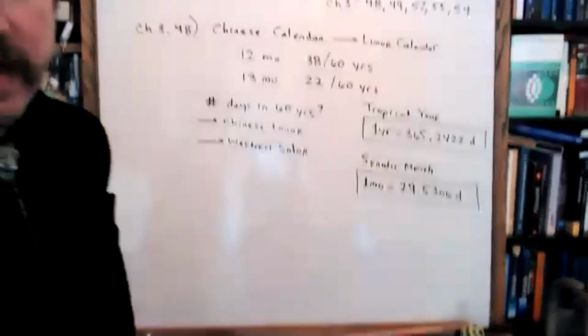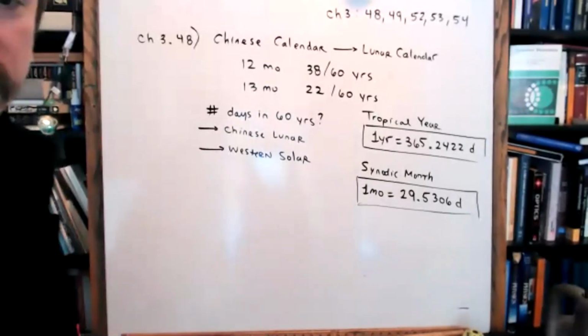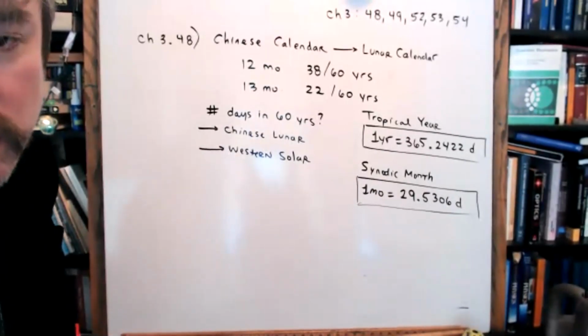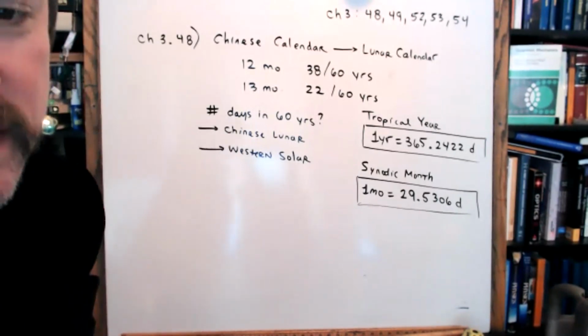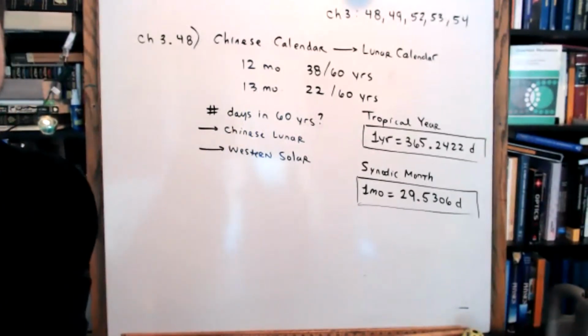The procedure seems kind of straightforward to me, but there's a little trick here. Let's start with the Chinese calendar. How can I compute the number of days in 60 years for the Chinese calendar? What will I do?